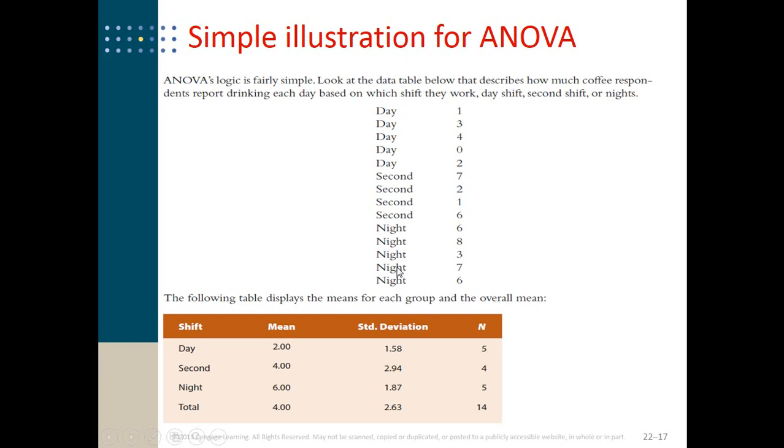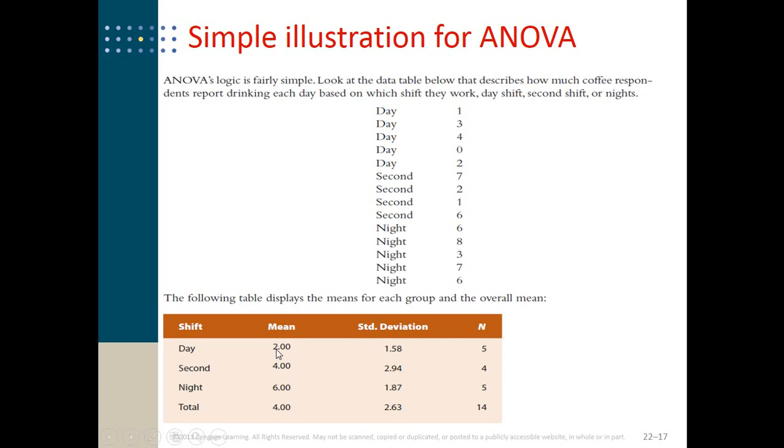Okay, so what you have is a mean for the day shift, a mean for the second shift, and a mean for the night shift. Now if you calculate a mean for this entire sample, then it is your grand mean, and for each of these groups you have a group mean. So first we calculate the variance between the grand mean and this group mean. This 4 is your grand mean and group mean.